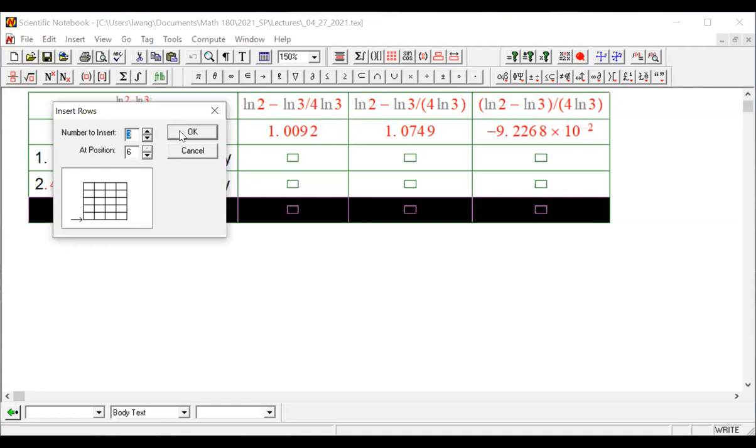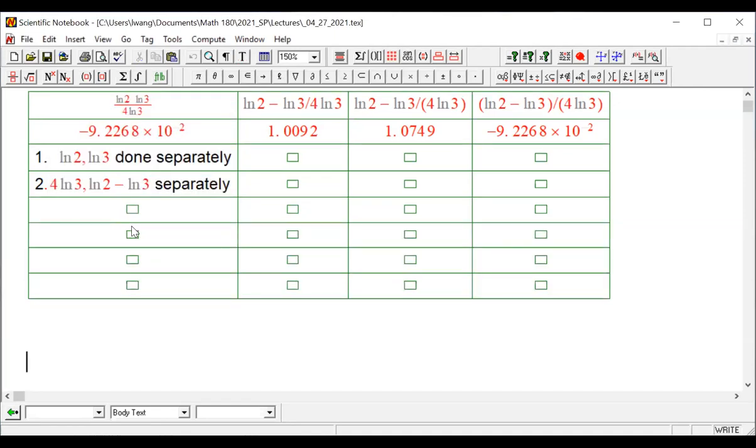Okay, so let me insert a few more rows. Basically you do ln2 minus ln3. ln2 done, ln3 done, subtraction. And take the ln3 we did and multiply by 4. So all of these units are done separately in whichever order. Maybe I don't put 2 here. What I meant is that 4 times ln3, ln2, ln3 are done. They can be done in any order.